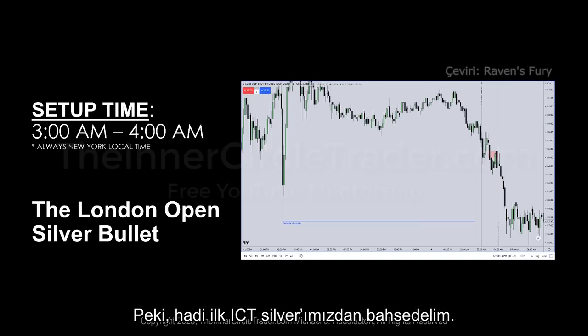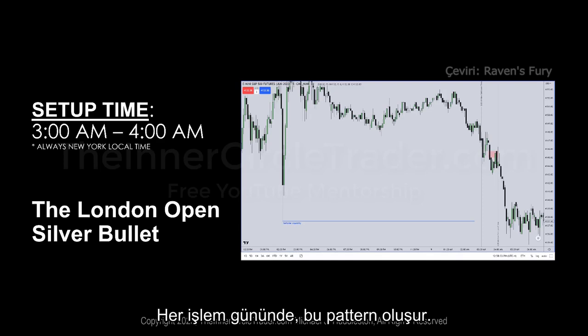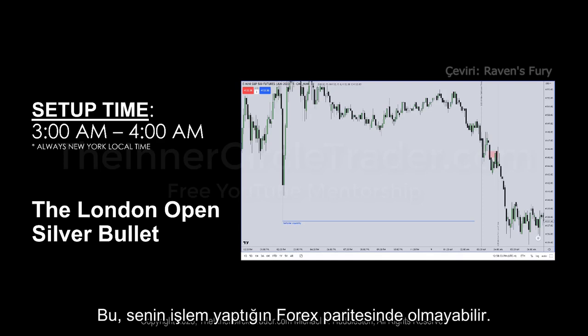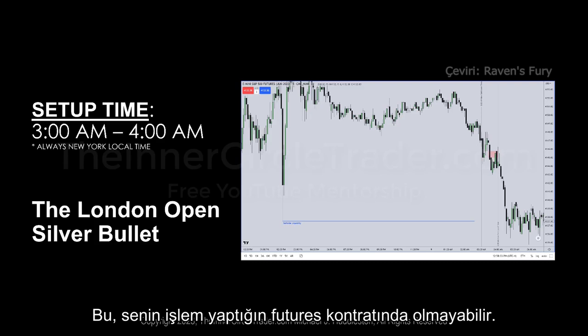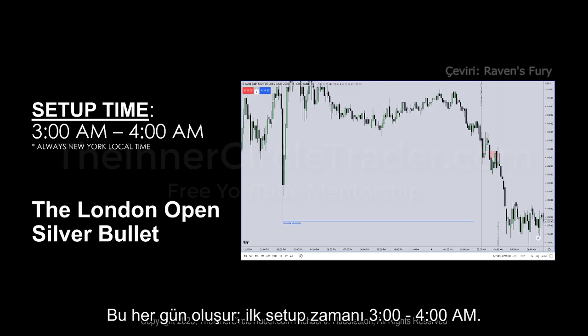All right, let's talk about our first ICT silver bullet setup and the time at which it forms. Now, again, this is a time-based model. That means these things are linked to a specific 60-minute interval or window in time. Every single trading day, this pattern will form. It may not be in the Forex pair that you're trading. It may not be in the futures contract that you're trading. It may not be in the asset that you're specifically looking at, but it does form every single day.